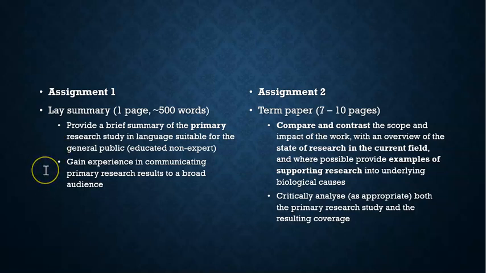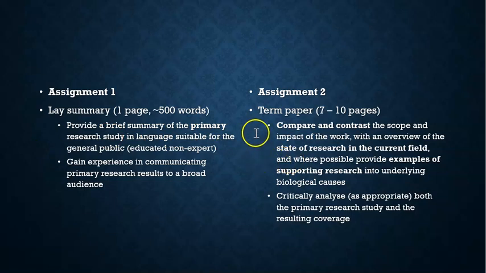This gives you experience in communicating scientific research results to a broad audience. This is basically what the news articles are trying to do, or should be trying to do. Okay, so that's what this is about. This is, okay, how well can you communicate science to a non-science person? Okay, not someone that's dumb, just a non-science person.